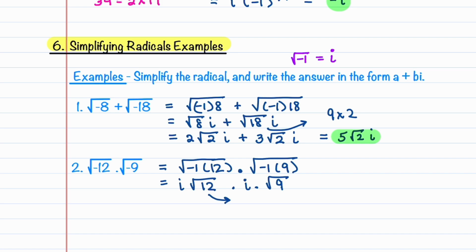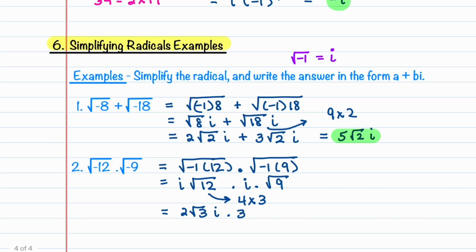Let's think about this. 12 is 4 times 3. So when we take the square root of it, we can pull out the 4. Square root of 4 is 2. So this becomes 2 root 3 times i times the square root of 9, which is 3 times i. Let's rewrite this as 2 times 3 is 6. So we have 6 root 3 times i squared.